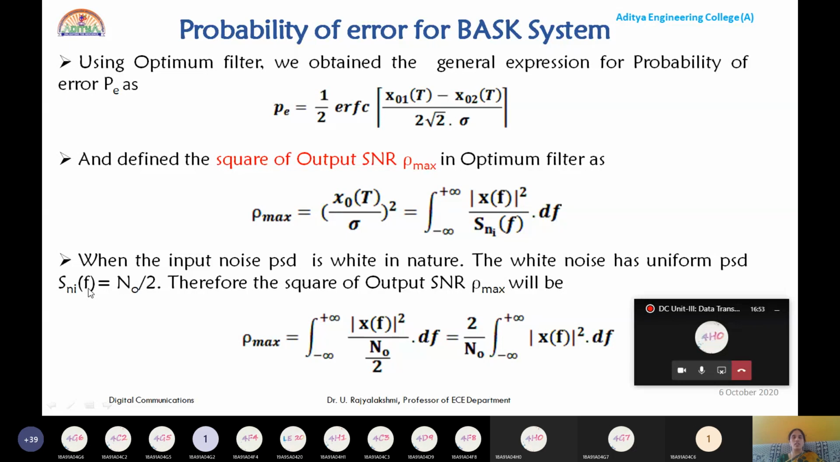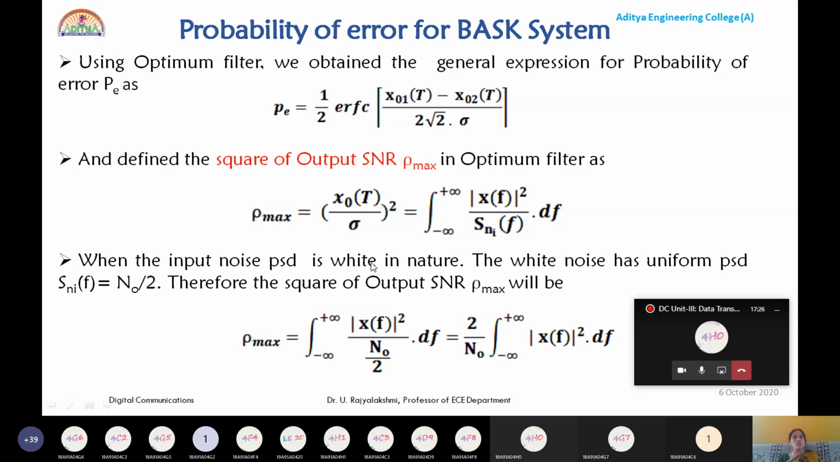Now substitute Sni of f in the square of output SNR expression. So rho max will be the integral from minus infinity to plus infinity, and we have N0 by 2 in the denominator. Take this to the numerator. So we get 2 by N0 times the integral from minus infinity to plus infinity of mod x of f square, df.